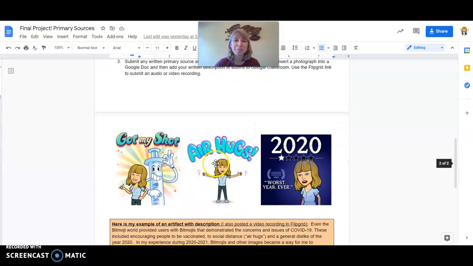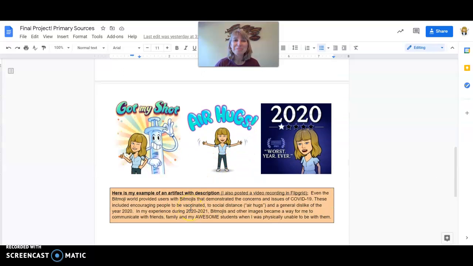I also put an example here. As most of you know, I like to use Bitmojis on my assignments for you guys, just to make it a little more friendly. And even the Bitmoji world has been COVID-19 for the last year. So I inserted my example, and then I put my description down here about my experience and what this tells us about what it's been like to live during this time of COVID-19.